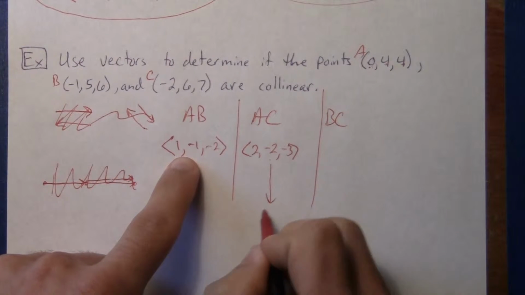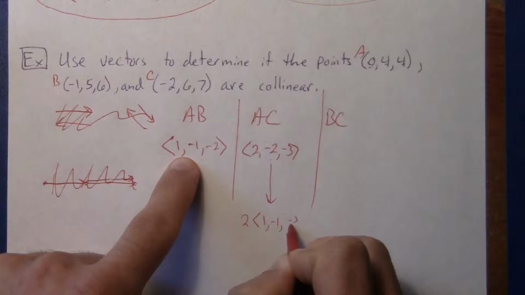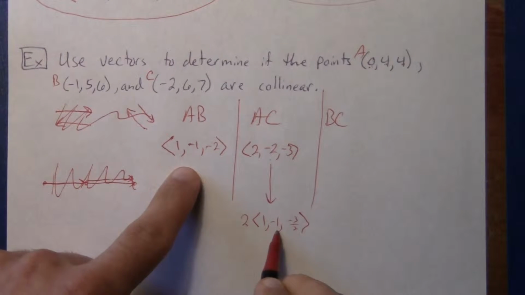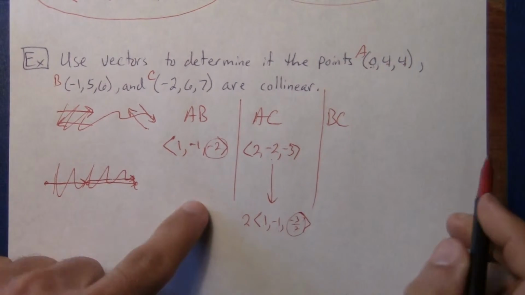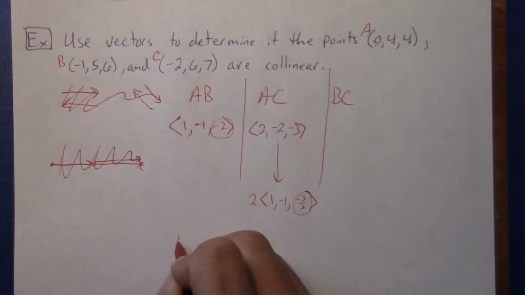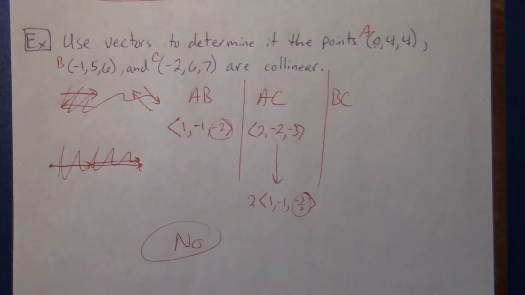Well, I can factor out a 2 here, and that would give me 1, negative 3 halves. And when you look at these 2 vectors, those 2 are good, but that z term is not. So these I know are not collinear. So when it says, are they collinear, you can just say, no, they're not.